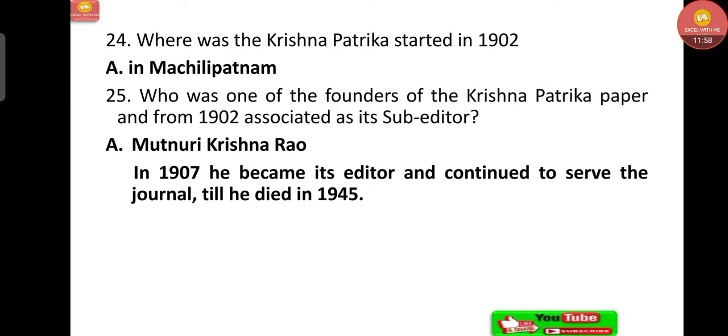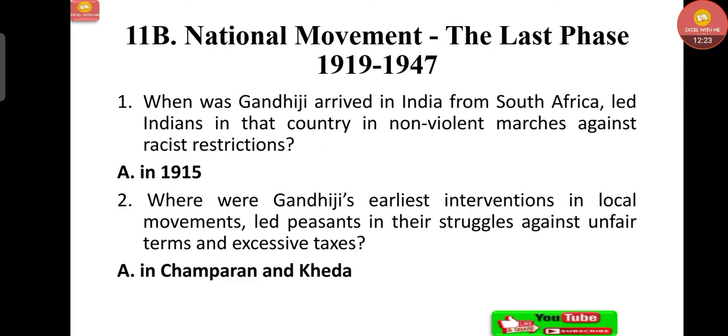Where was the Krishna Patrika started in 1902? That was in Machilipatnam. Who was one of the founders of the Krishna Patrika paper and from 1902 associated as its sub-editor? That was Mutnuri Krishna Rao. In 1907, he became its editor and continued to serve the journal till he died in the year 1945.